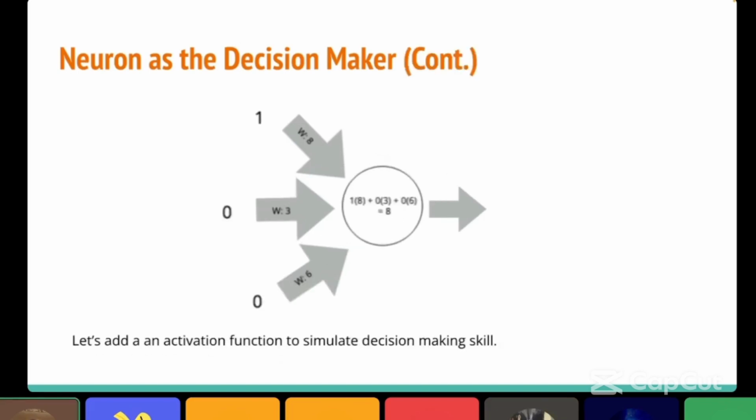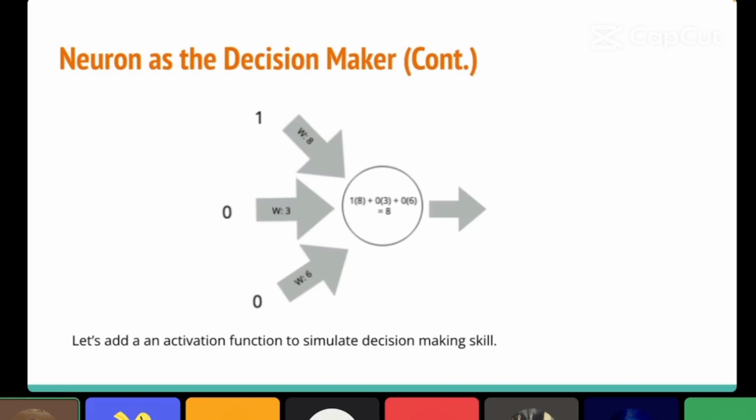So now let's simulate this input. Let's say the weather is nice, so that's 1. Your friend is not coming, so that's 0. And there's no public transport available, so again 0. Let's multiply each one of these inputs by the weight we just assigned and see what the result is. We get 1 times 8 plus 0 times 3 plus 0 times 6. That gives us 8, because 8 plus 0 plus 0. So 8 is the total value that we get. Now, in order to simulate some kind of decision-making skill in this neuron, we need something called an activation function.